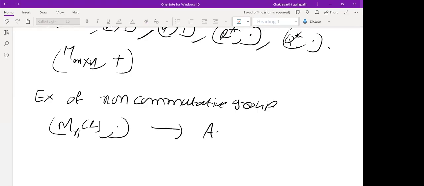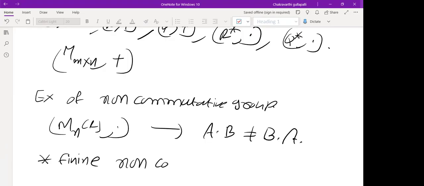Because A dot B need not be equal to B dot A. Matrix multiplication is non-commutative. Therefore, this is the example. This is an infinite non-commutative group. Infinite means how many matrices? Infinitely many. But what is an example of a finite non-abelian group?